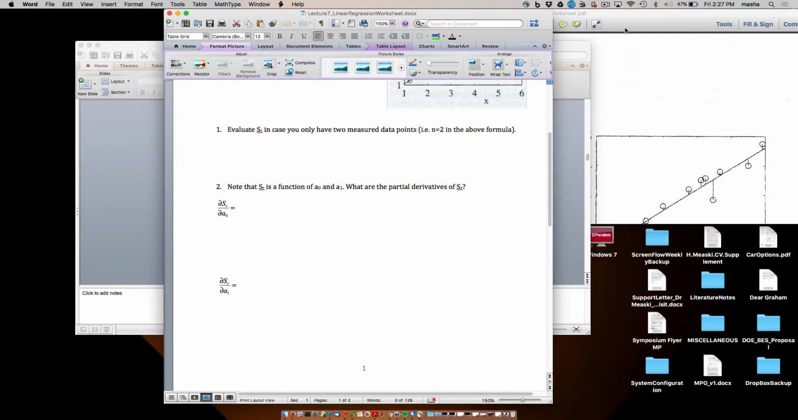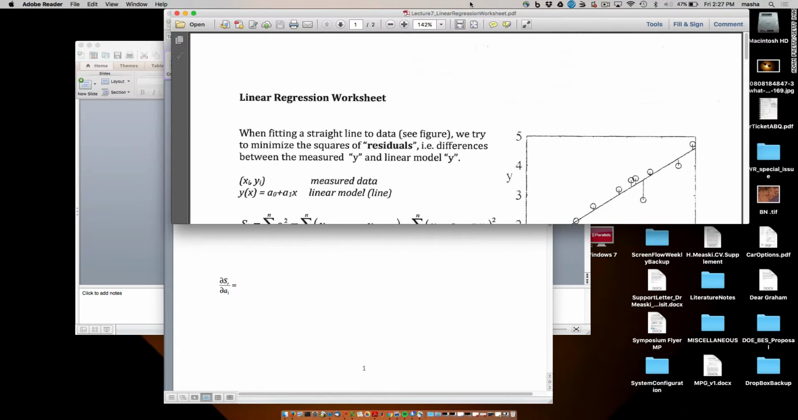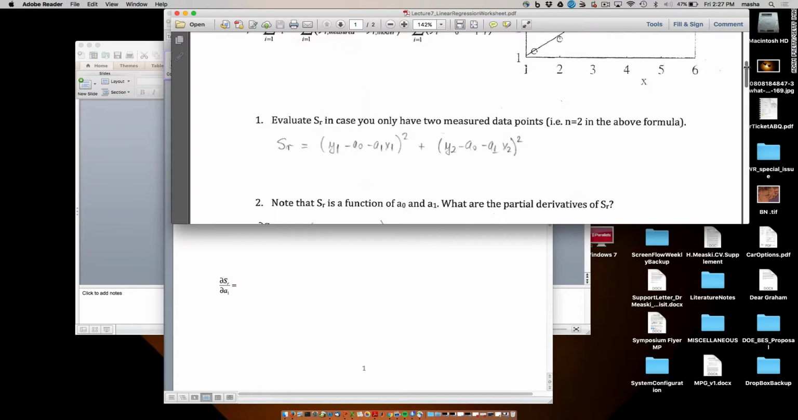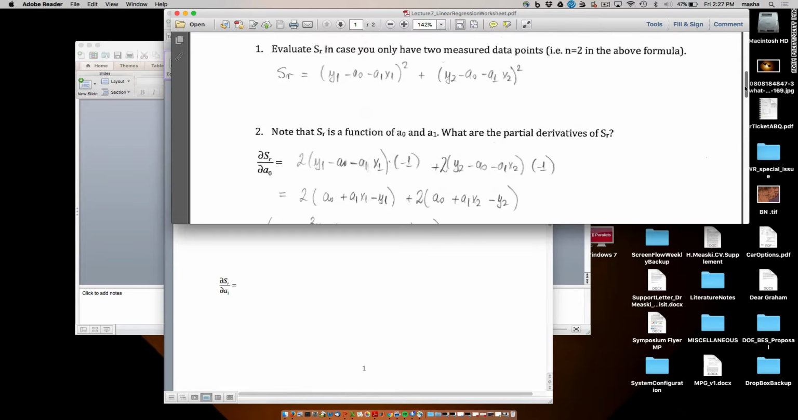Just to make sure that everybody knows what to do. This was my SR for just 2 terms. And if I'm doing a partial derivative, this is 2 times this entire expression, and then I'm taking the partial derivative of it with respect to a0, which is -1 in this case, times -1. And then the same thing for this term. So you will get something like this. So you can just leave it as is for now.